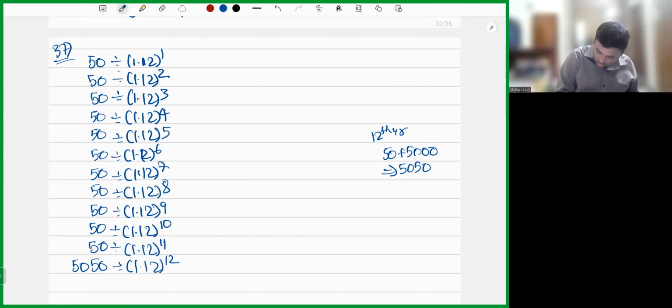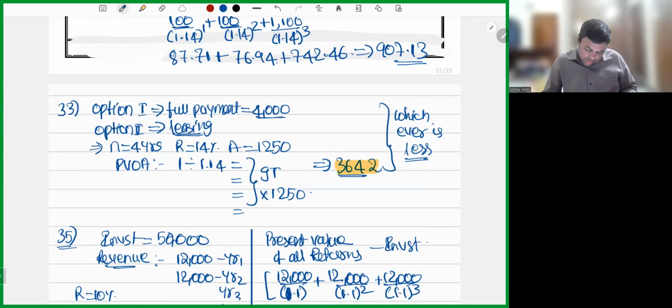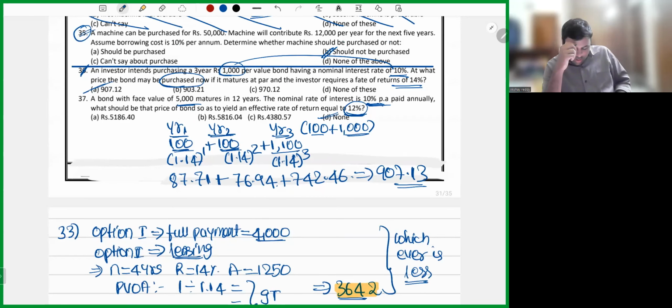1 divided by 1.1 to 1, 2, 3, 4, 5, 6, 7, 8, 9, 10, 11, 12. Grand total into 50 M plus. Next, 5050. 0.12, 1, 2, 3, 4, 5, 6, 7, 8, 9, 10, 11, 12. So you will get 1550. So 1550 will be the total of all these things. So simply I'll say answer is none of this, unfortunately. Okay.